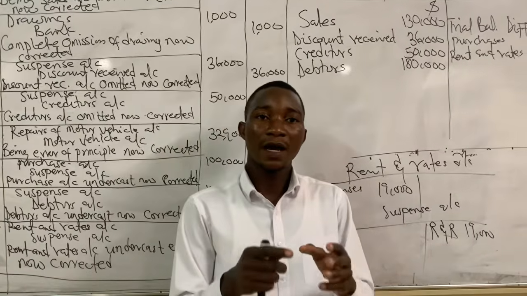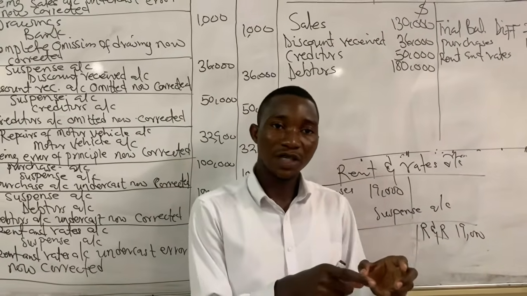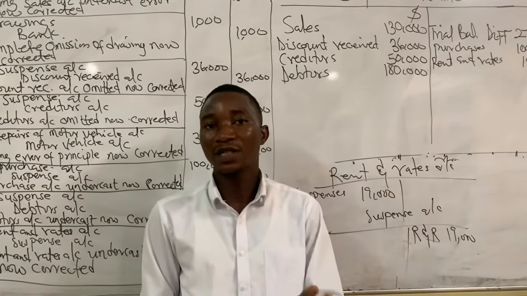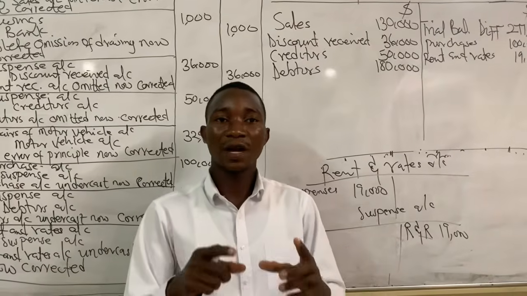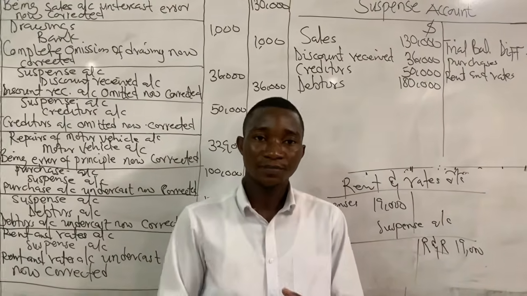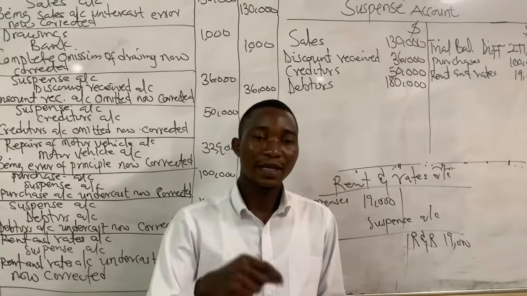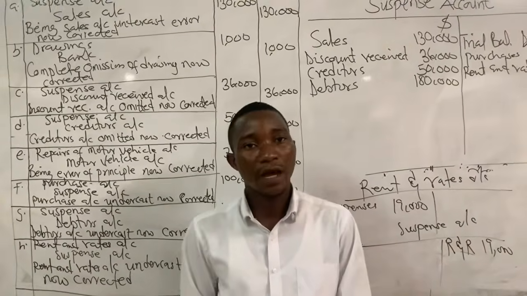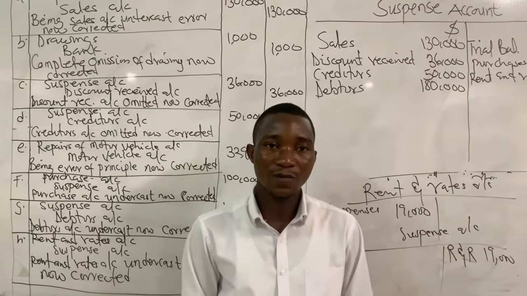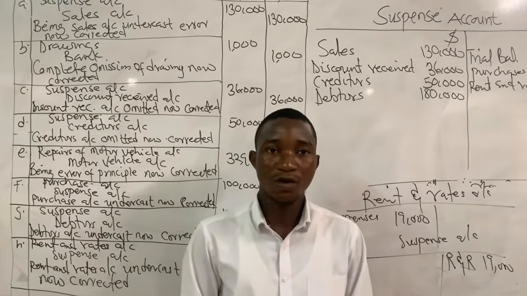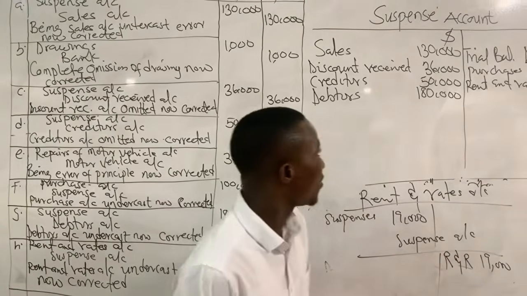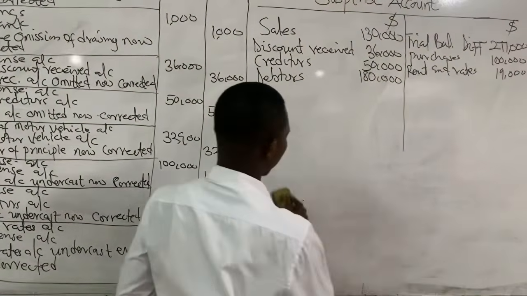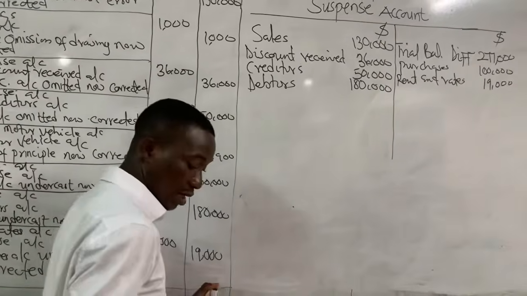So if there is a mistake in the individual ledgers, automatically there will be a mistake in the trial balance. And if there is a mistake in the trial balance and we use the information to prepare the income statement, automatically the net profit you ascertain in the income statement will be wrong. So now we have corrected the error, so we need to make adjustments to the net profit to ascertain our corrected or adjusted net profit. But before that, let's close our suspense account.